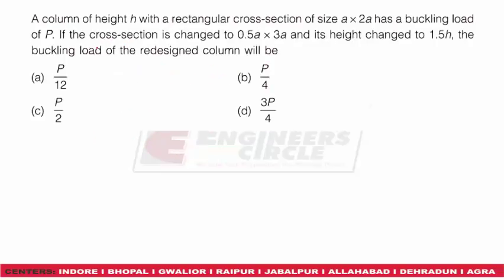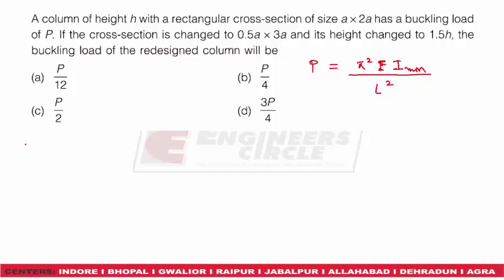Next question is: a column of height h with a rectangular cross section of size a cross 2a has a buckling load of P. If the cross section is changed to 0.5a into 3a and its height changed to 1.5h, the buckling load of the redesigned column will be. Now we know that the load capacity of a column is given by P = π²EI / L². So there are two cases.